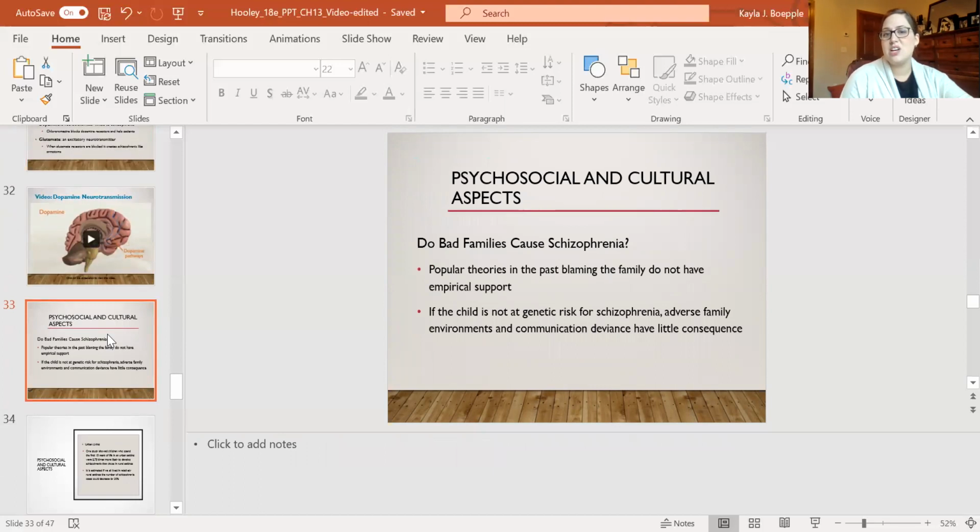And there is also a psychosocial and cultural aspect when we're talking about the development of schizophrenia. So we talked about earlier how immigrants have been shown to have higher risks of schizophrenia. And oftentimes people will say, well, do bad families cause schizophrenia? Well, there really hasn't been any empirical support to show that bad families do cause schizophrenia. Yes, it might cause trauma and lead to different psychological disorders, but there really hasn't been any empirical evidence showing that bad families cause schizophrenia.